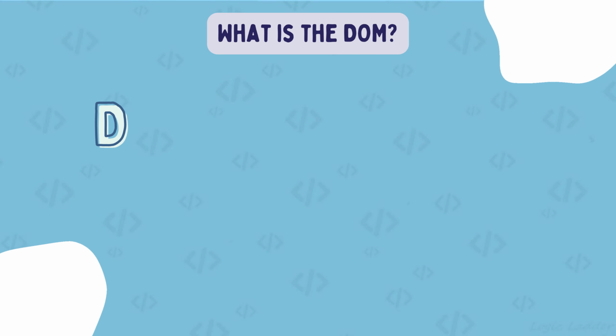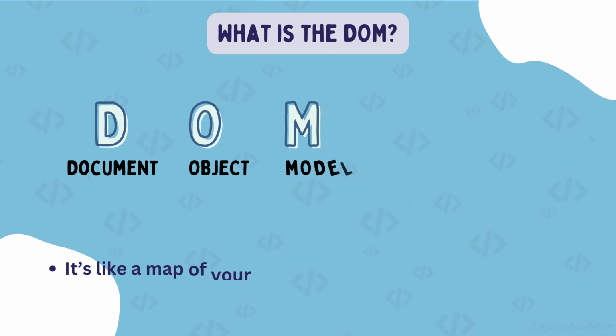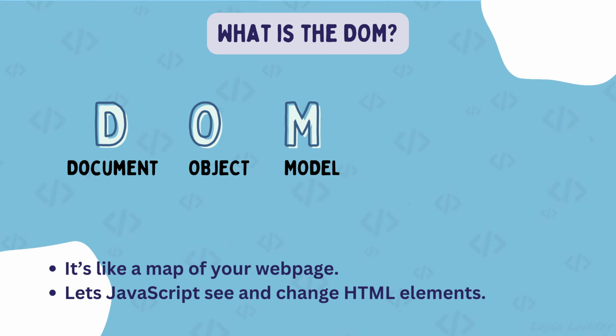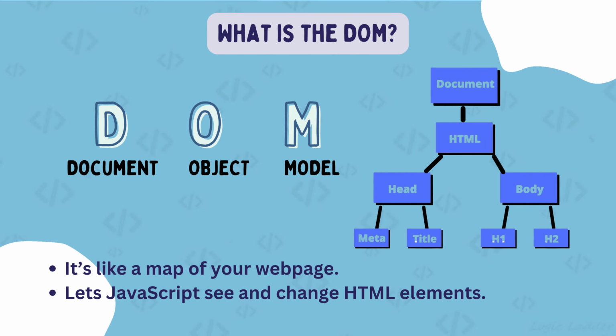The DOM stands for Document Object Model. Think of it as a map or blueprint of your webpage. With the DOM, JavaScript can see all the elements of your HTML document and even change them. When a web page is loaded, the browser creates a Document Object Model of the page. The HTML DOM model is constructed as a tree of objects.